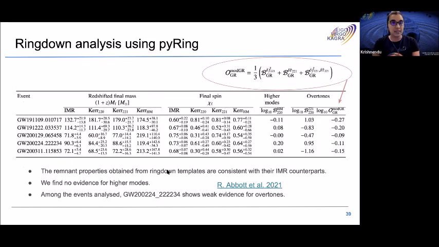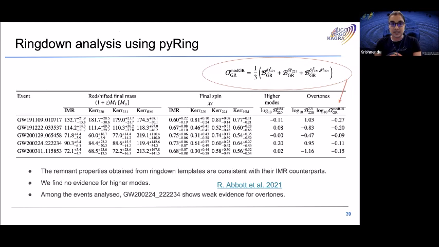So in this table, the main results of the pyRing analysis are tabulated. The first column lists all the events considered for this analysis. And as I mentioned earlier, the second two columns represent the measurements of the redshifted final mass and final spin of the remnant black hole using 4 different templates. The first one is the full IMR template and the 3 new ringdown templates, Kerr220, Kerr221, and Kerr-HM.